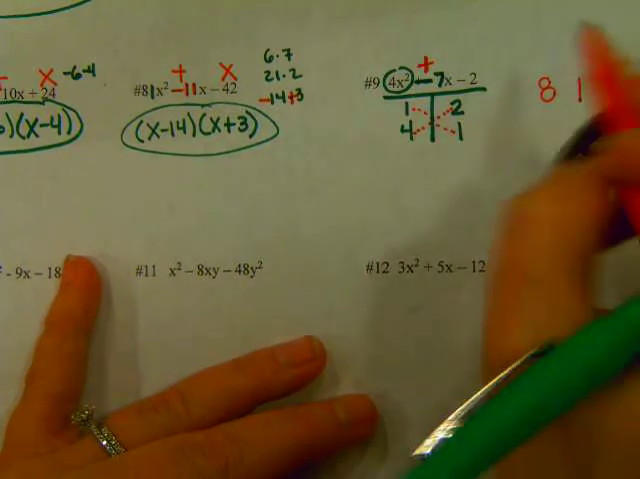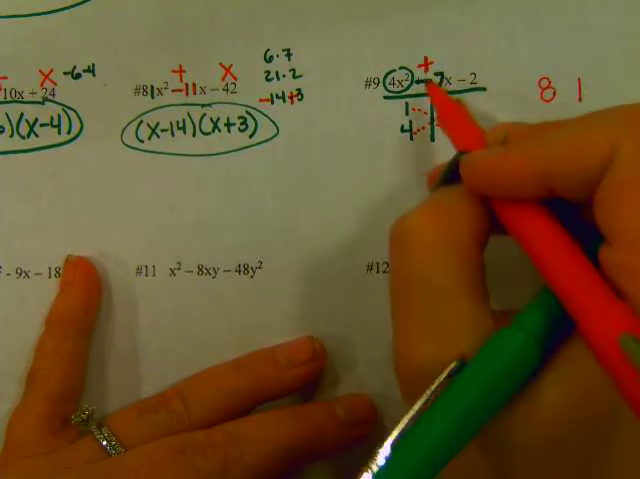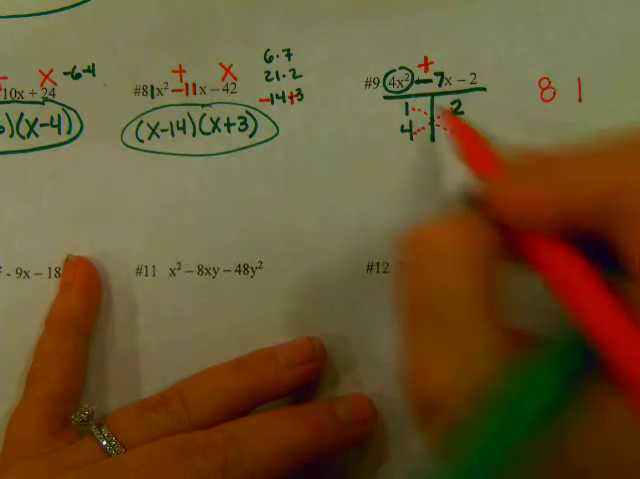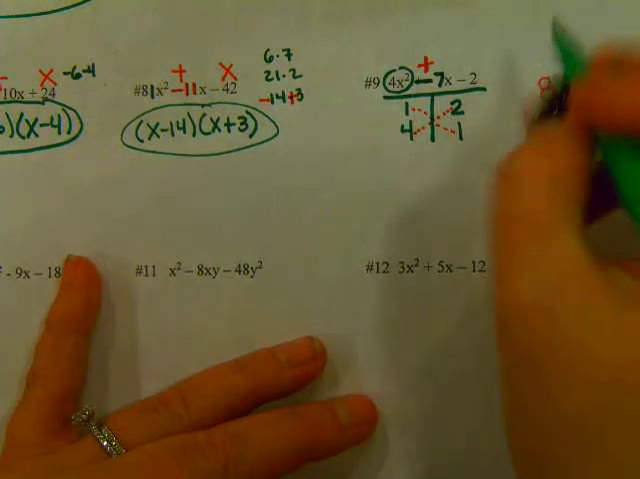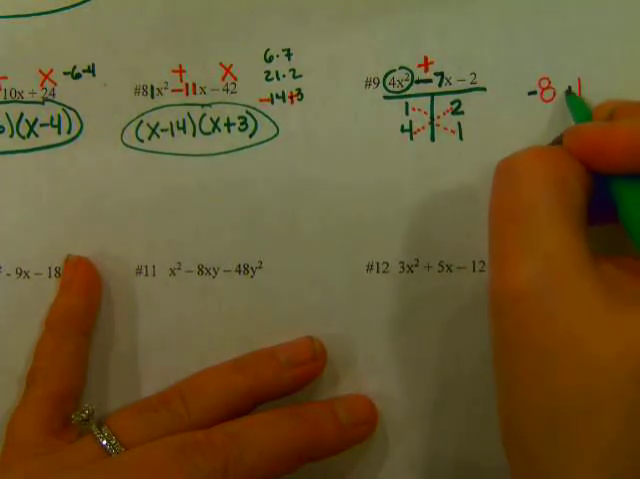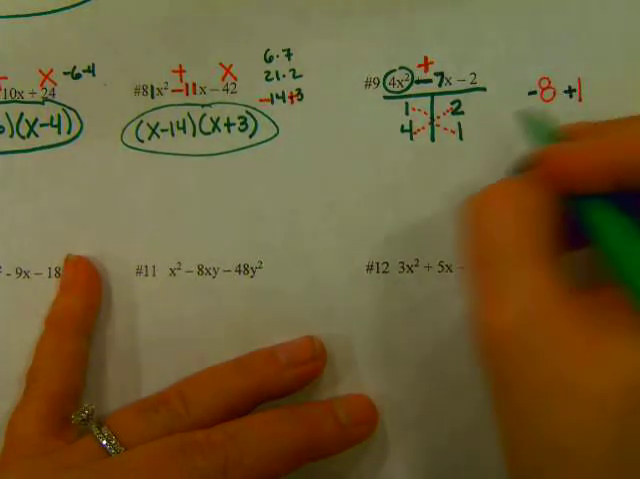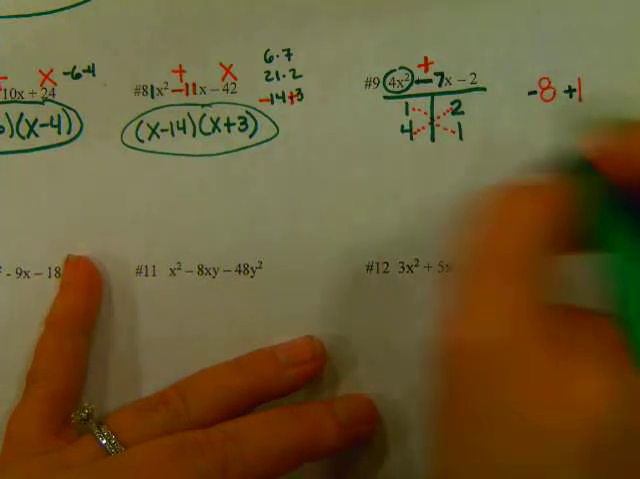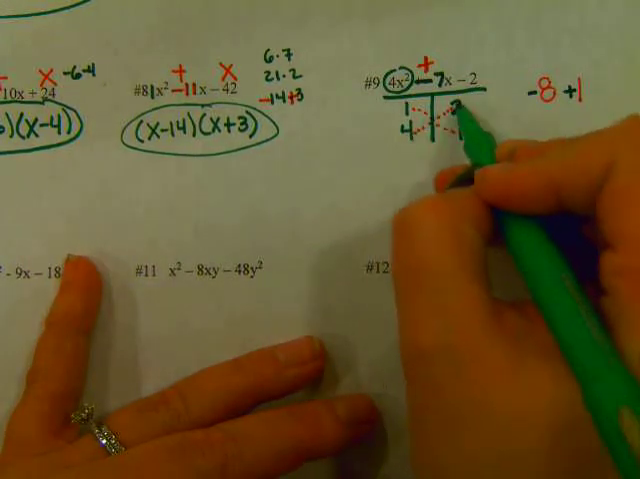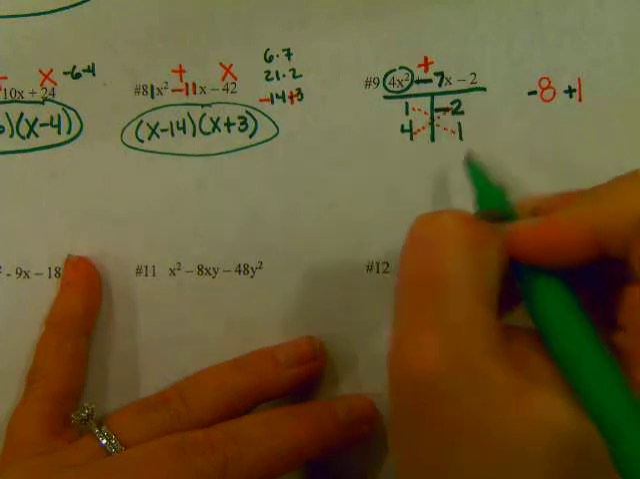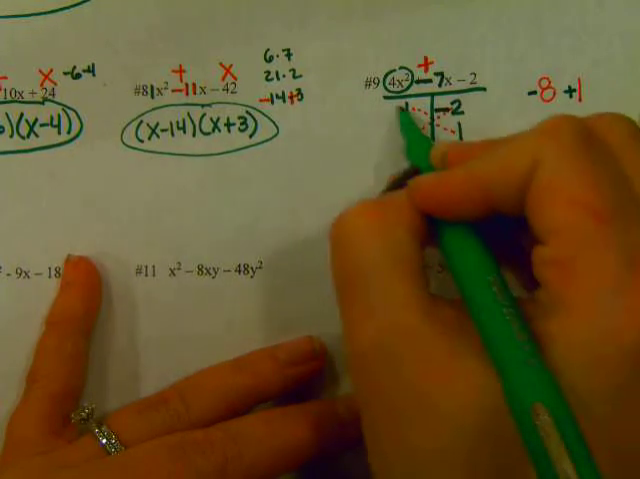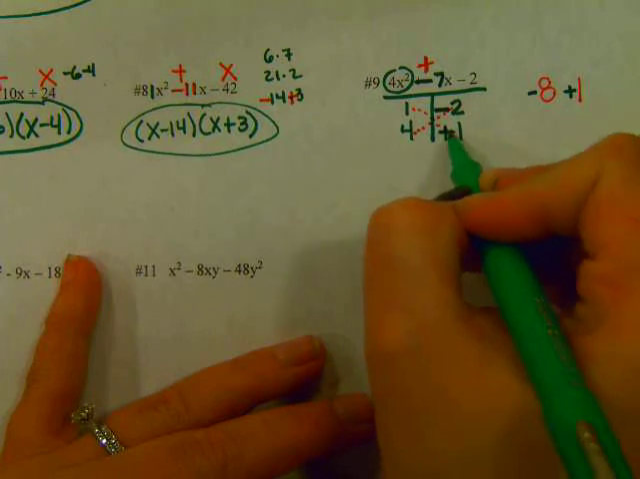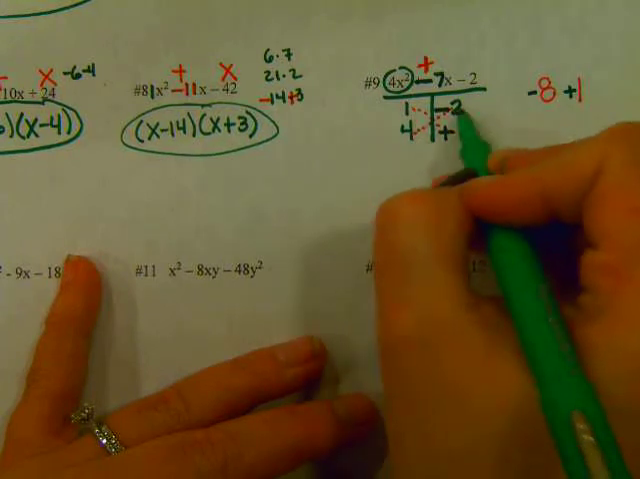Is there any way that 8 and 1 will add to negative 7? Yes, as long as the 8 is negative and the 1 is positive. Then they will add to negative 7. So how it works again, guys, is since this made the 8, you make this the minus. Since this made the 1, you make this the plus. So that means the 1 will be plus, the 8 will be negative.